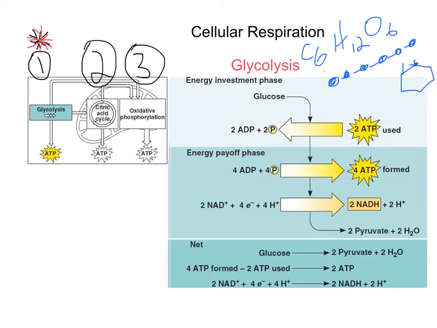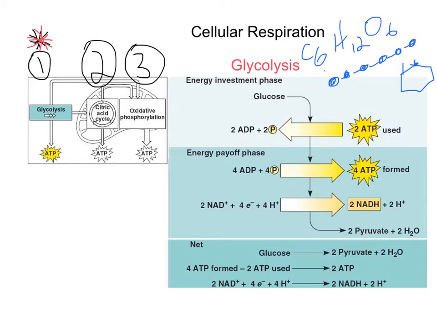The energy payoff phase, on the other hand, is where we get those ATPs back. As that molecule splits up into 2 pyruvates, we end up with 4 ATPs, formed from 4 ADPs and 4 inorganic phosphates, each phosphate being a phosphorus with 4 oxygens. So we used 2, we made 4, so we have a net of 2. Minus 2 plus 4 equals plus 2.